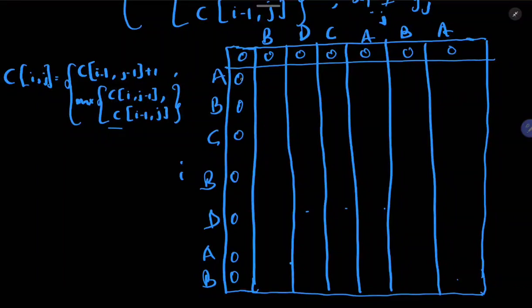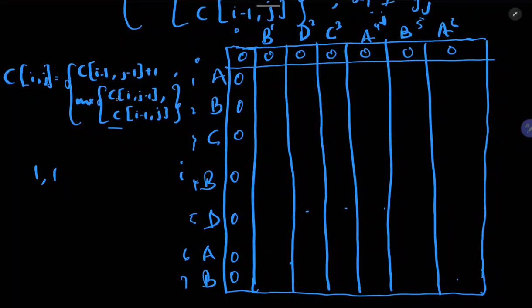Let's call this position 0, 1, 2, 3, 4, 5, 6, 7. And let's call this position 0, 1, 2, 3, 4, 5, 6. All right. So this cell we're trying to fill is at 1, 1. So we want to fill 1, 1.